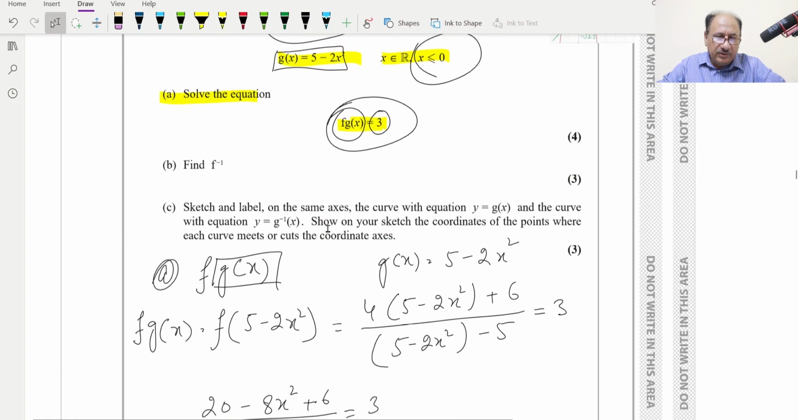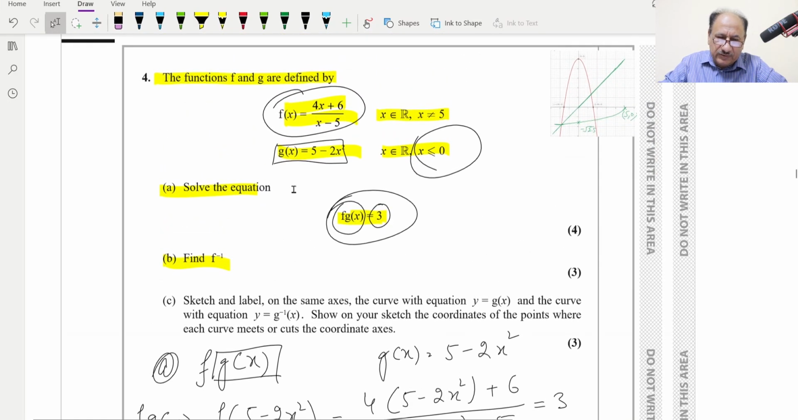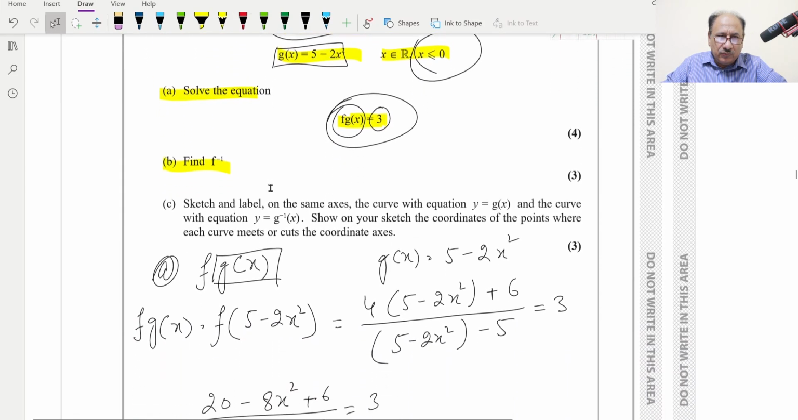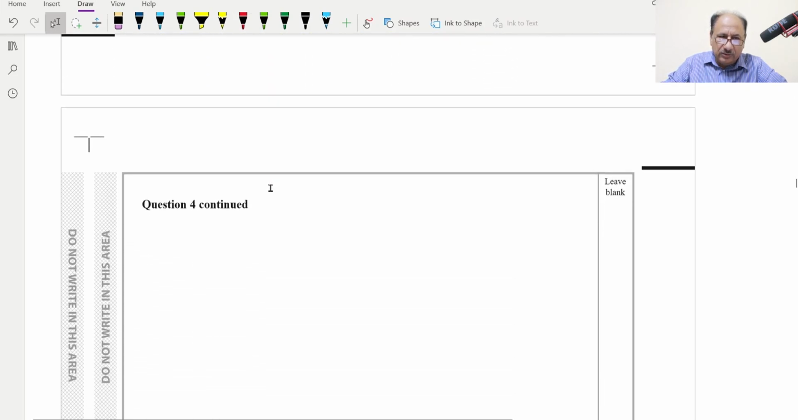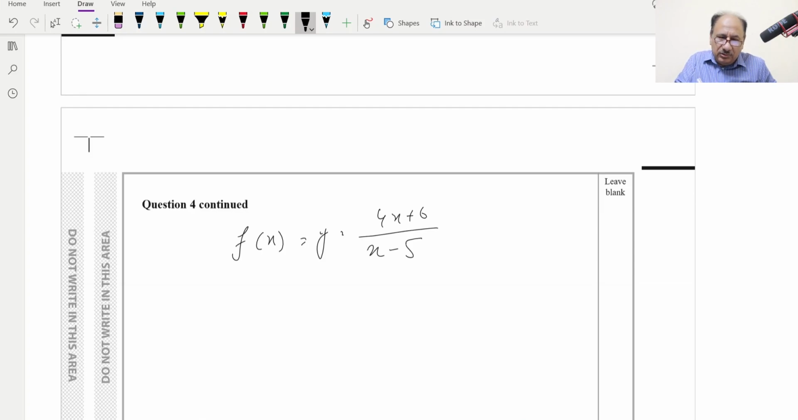Now find f inverse, basically f inverse of x we have to find. Now we know f of x, and for the b part f of x is this one, so we'll be using this one to find f inverse. So for that, we can write f of x is equal to y, and this is equal to 4x plus 6 over x minus 5. This is the given equation.